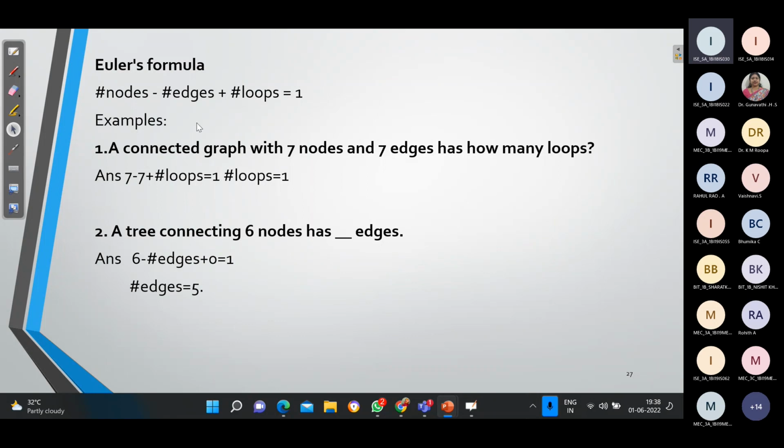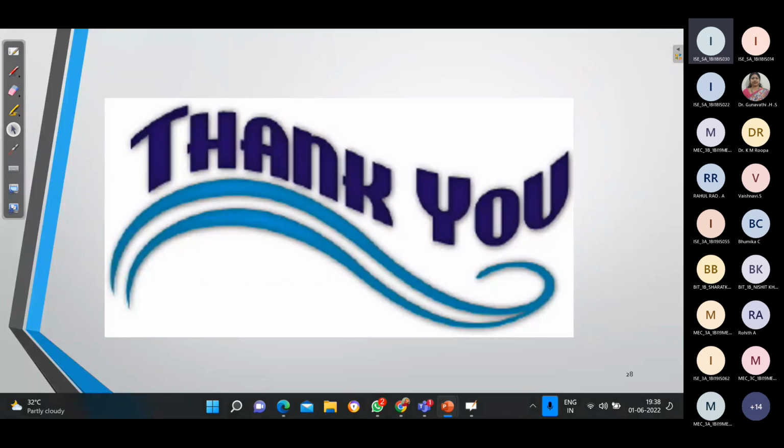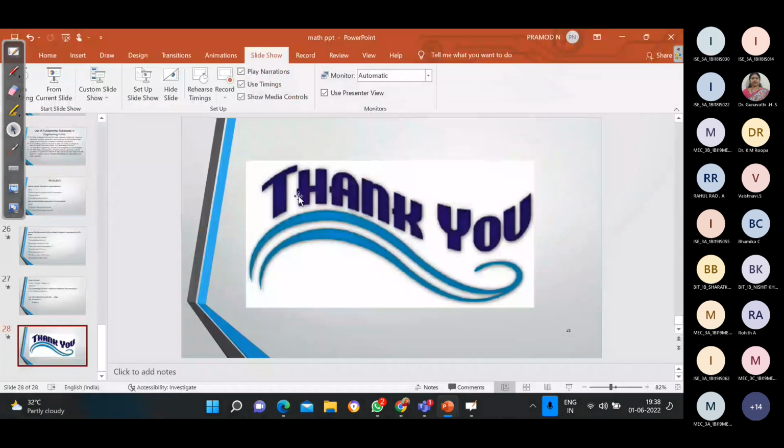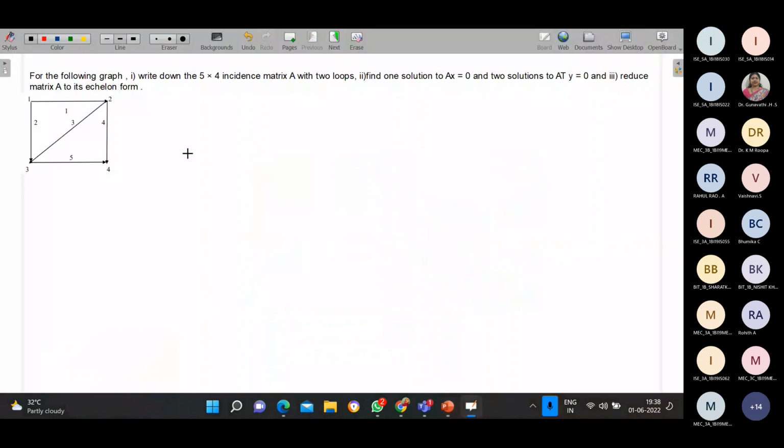So using Euler's formula, if any two data are given, we can easily find the other one. If nodes and edges are given, loops can be found out. If edges and loops are given, nodes can be found out. Similarly, the loops also can be found out. So now we will solve a few problems, some model paper problems.